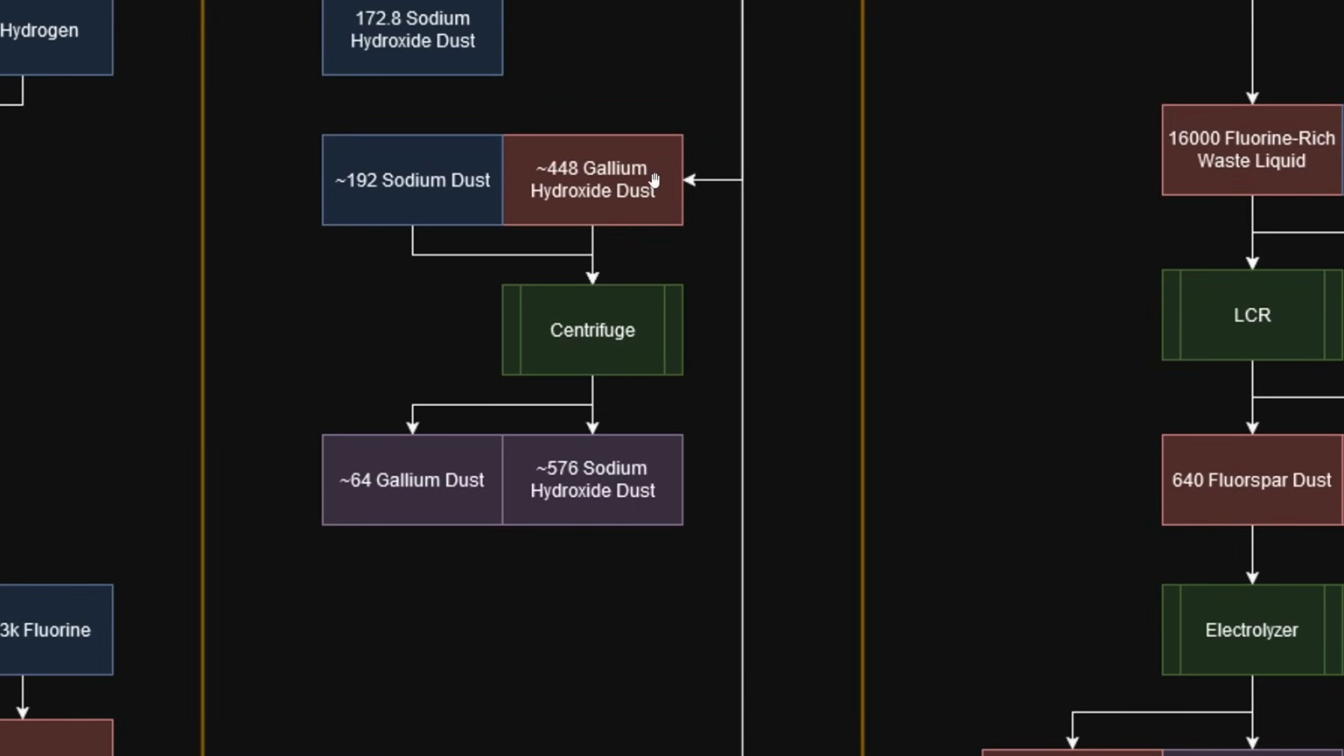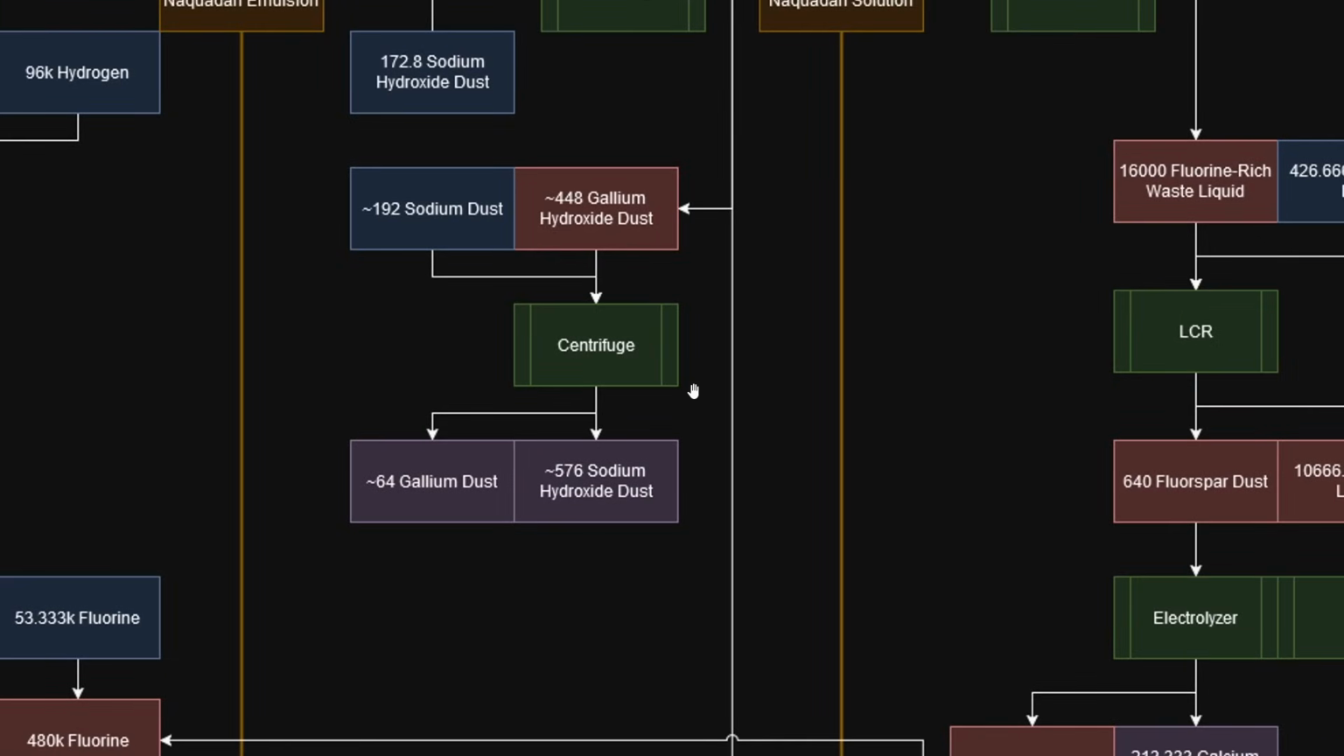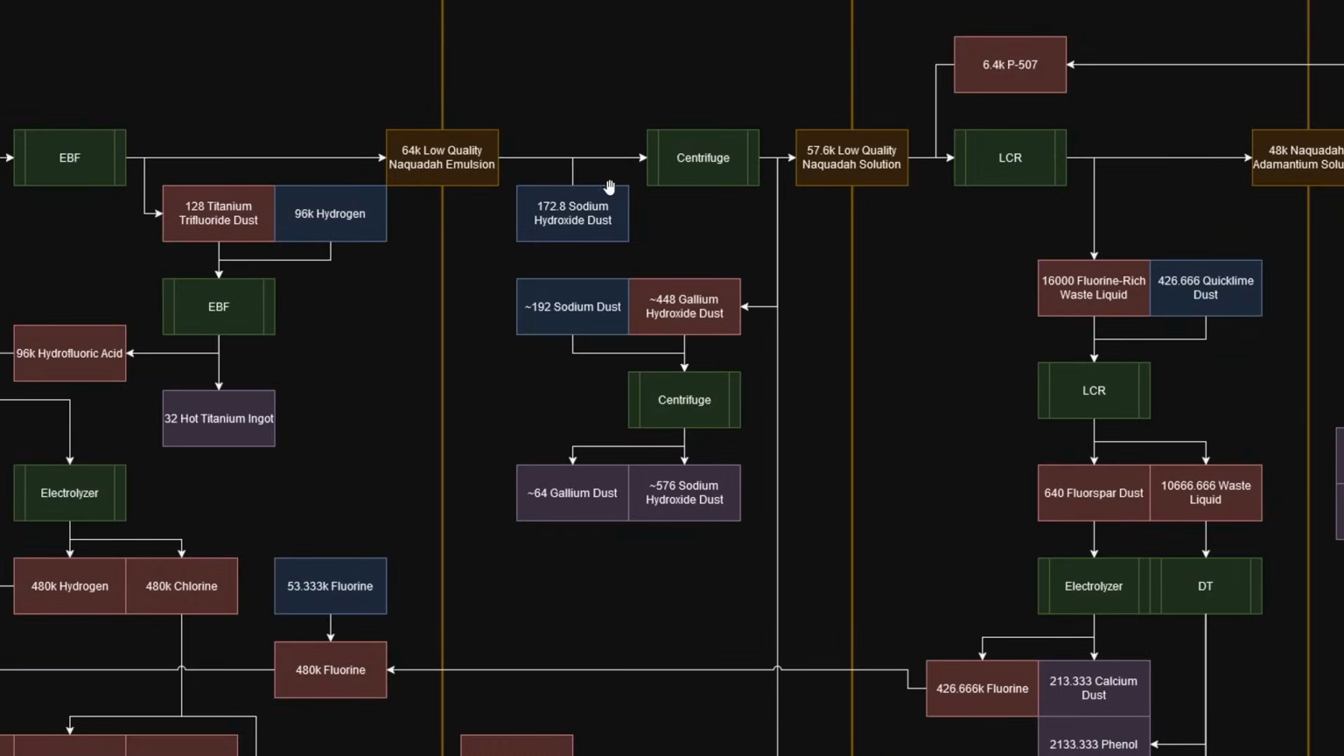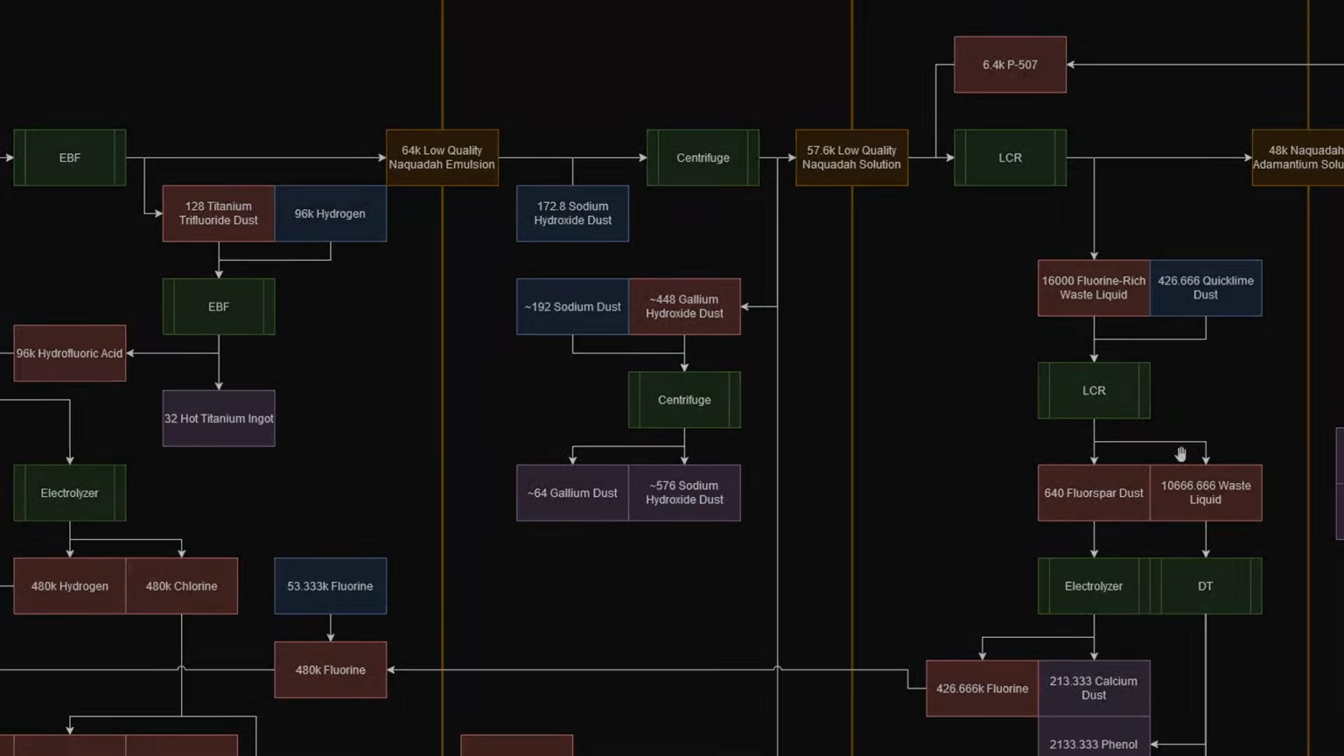So, the gallium hydroxide is combined with sodium dust in a chemical reactor, and we get gallium dust and some sodium hydroxide dust. We get more than the amount we put in here, but these are chance outputs, so I can't rely on them. Hopefully this doesn't end up clogging my ME system. Anyway, I'll be back once phase 2 is done.